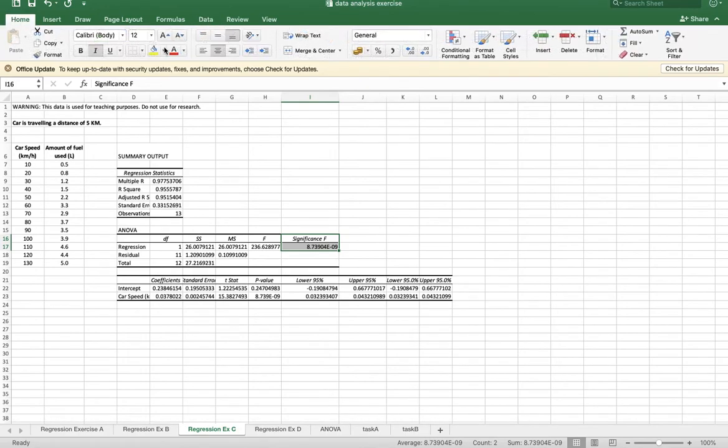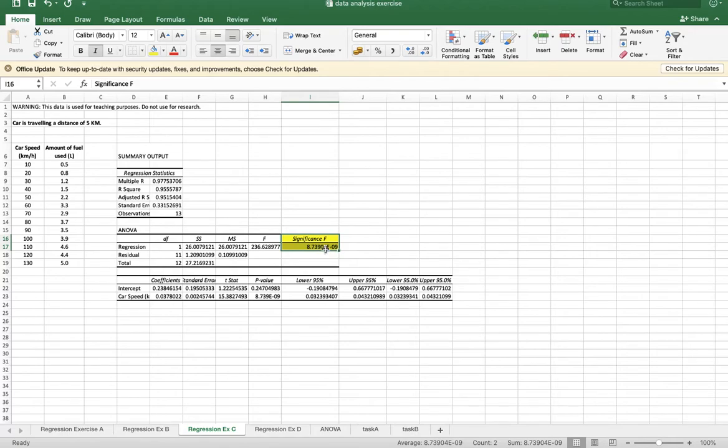So when you look here, it seems that the significance F value is 8.73904 and then capital E minus 9. What does that E mean? It means that it is actually 8.73904 times 10 to the power of, in this case, minus 9, which actually is a very, very small number. However, some of us are quite confused. We thought it's a big number.